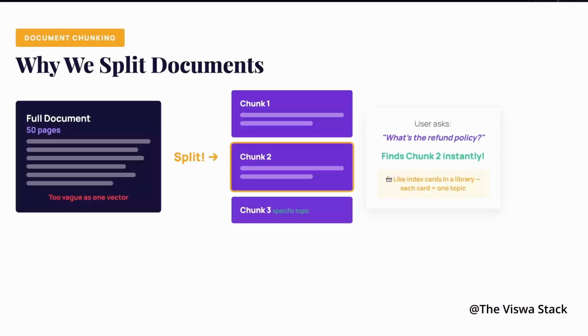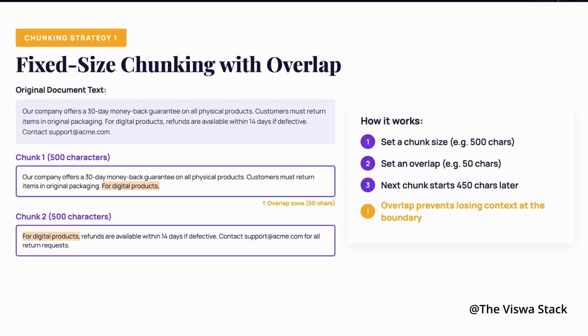A 50-page document as one block is too vague to match. Split it into focused chunks, and when someone asks what's the refund policy, the system instantly finds the chunk about refunds. Like index cards in a library, one topic per card. Pick a size, say 500 characters, and cut the text.